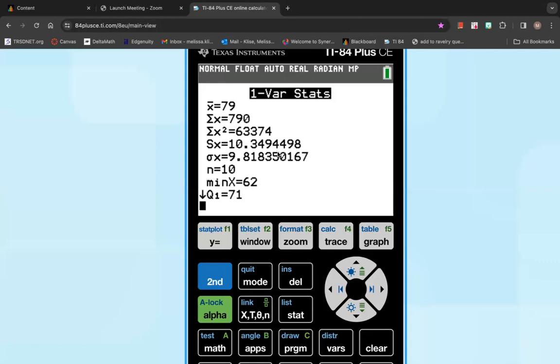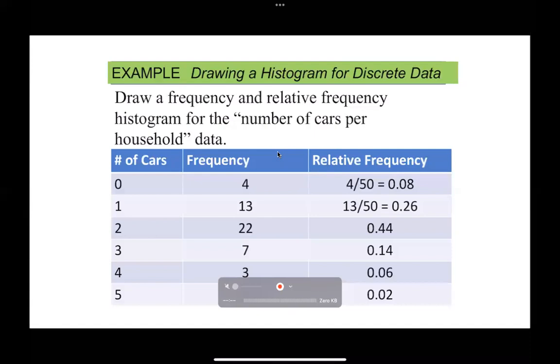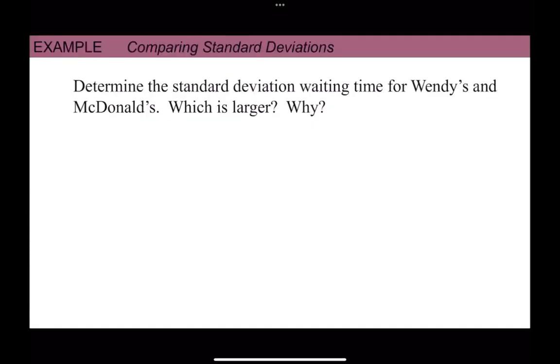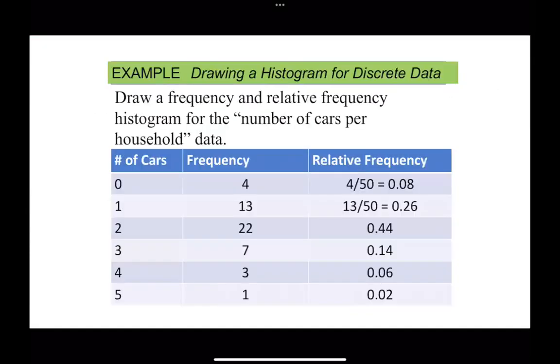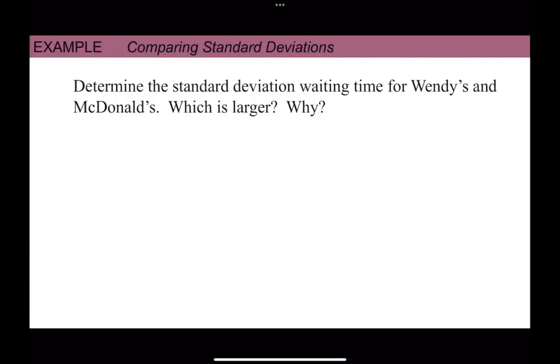Okay, going back. Okay, so we already know how to do relative frequency. We already did that. And actually, we don't really need, I don't know why this is even in here. We don't need the histogram. We don't need our relative frequency. Let's just move on. Let's talk about the standard deviations between Wendy's and McDonald's and why this is helpful.